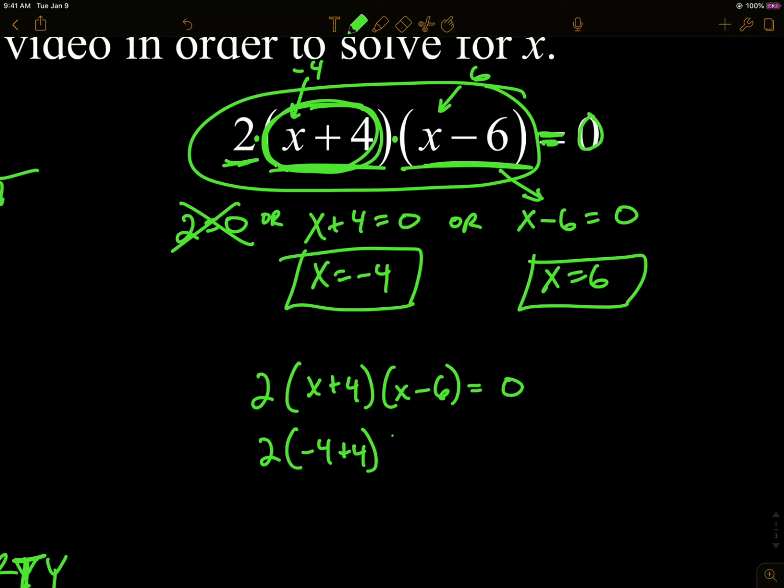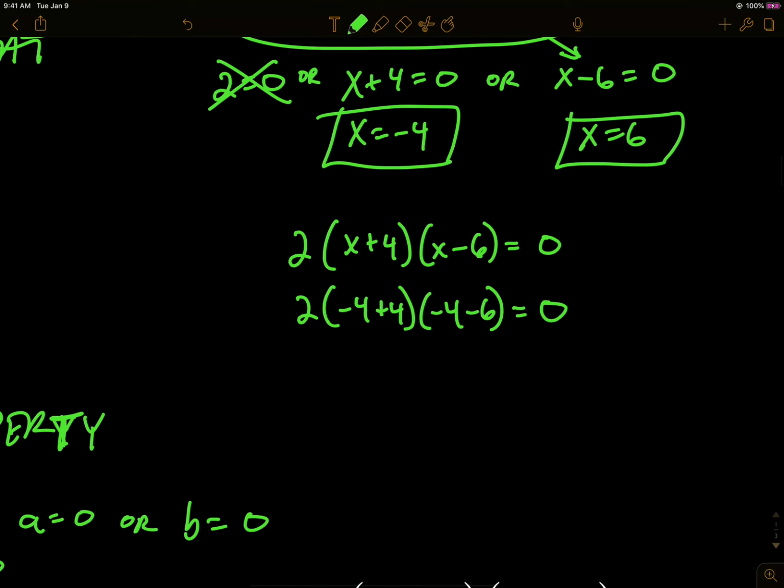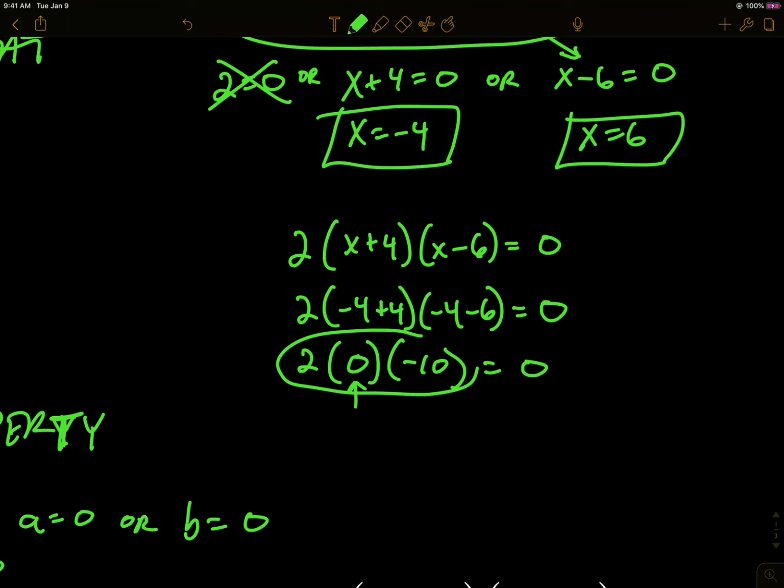I have to plug negative 4 in for each x everywhere. So then I end up getting 2 times this part is 0 and this part is negative 10. So that makes it a true statement when I plug in negative 4, because this is 0, and by the zero product property, this whole side then has to be 0. So it's a true statement.